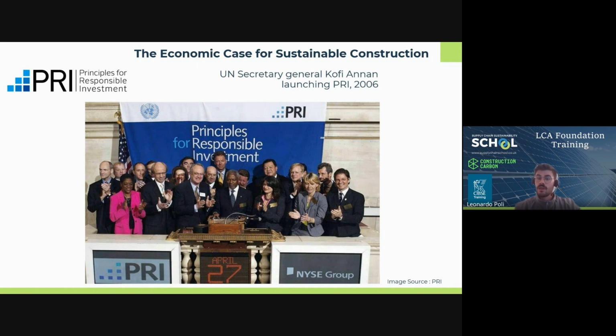Principle number 1, we will incorporate environmental and social governance, or ESG, issues into investment analysis and decision-making processes. Principle number 2, we will be active owners and incorporate ESG issues into our ownership policies and practices. Principle number 3, we will seek appropriate disclosure of ESG issues by the entities in which we invest.